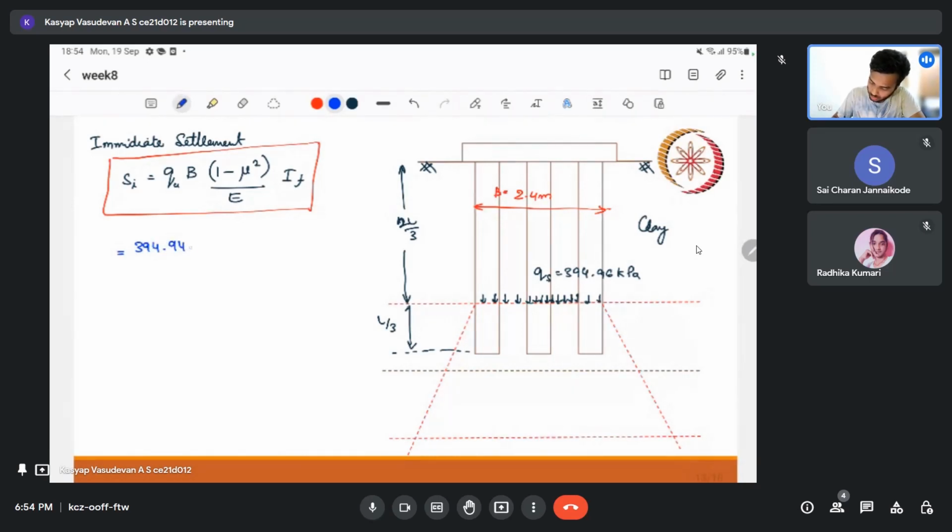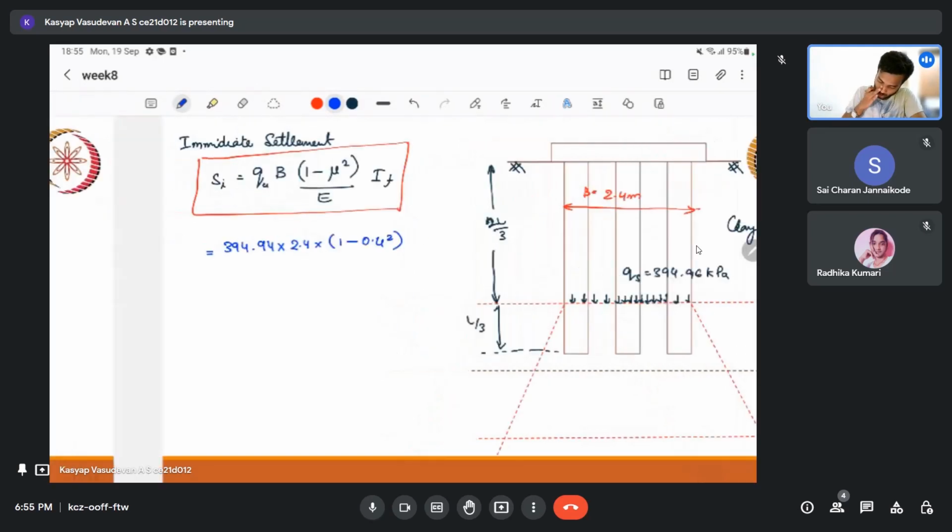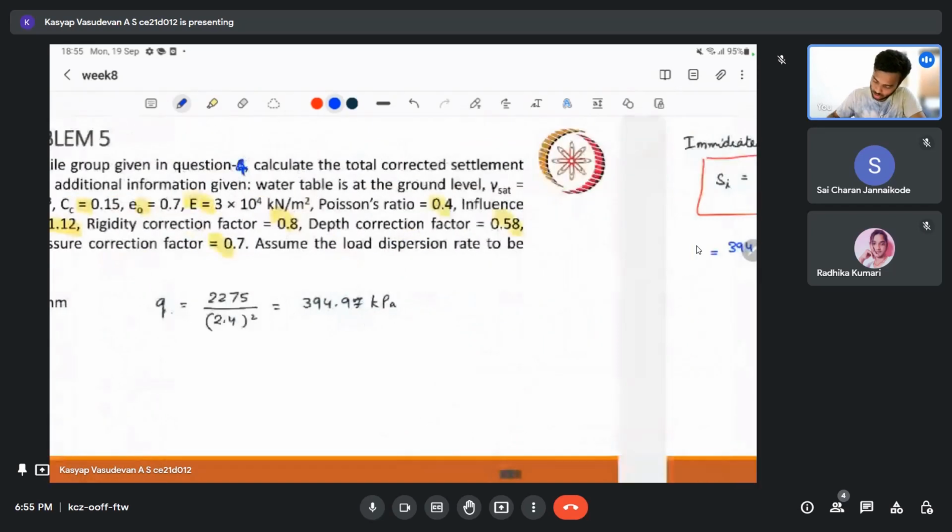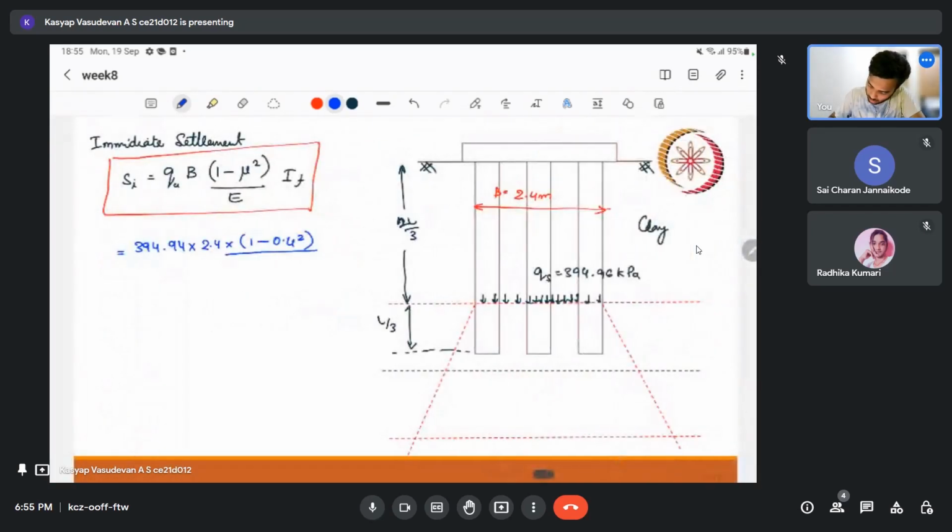We have 394.97 into B as 2.4 into 1 minus 0.4 square. What is our mu value? 0.4, Poisson's ratio is 0.4. Our modulus is 3 into 10 to the power 4 kPa, and our influence factor is 1.12. Okay, so we are treating it as a raft of width 2.4 meter. This turns out to be 29.73 mm.